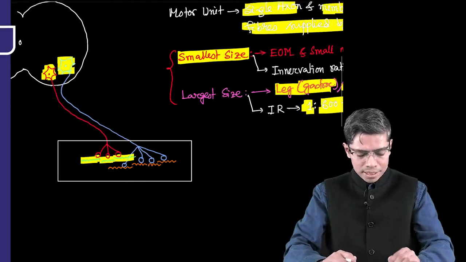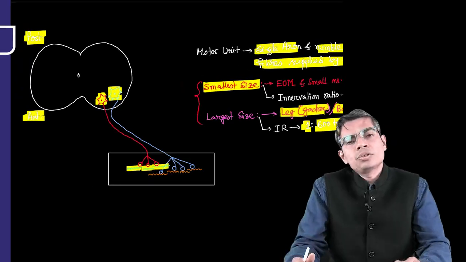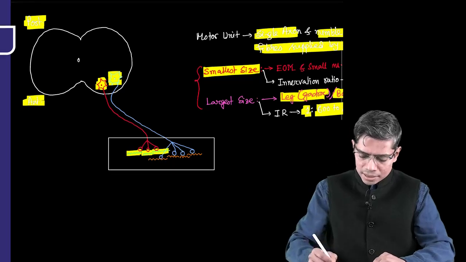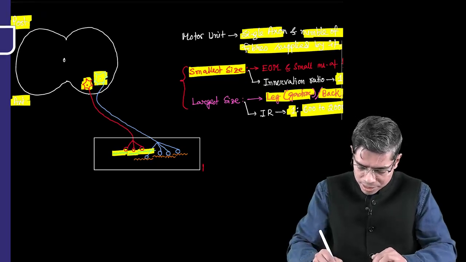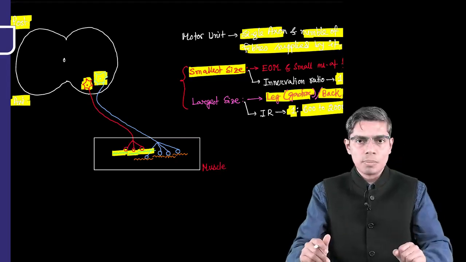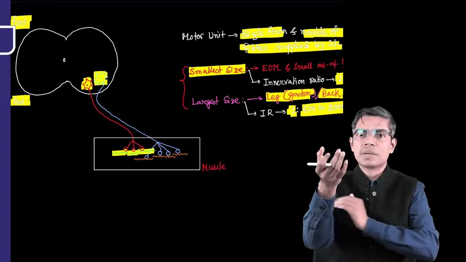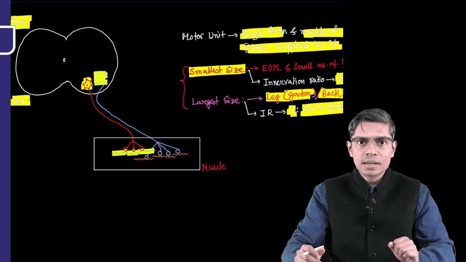Now next, again we are at the diagram of this motor unit. Suppose I want to contract this skeletal muscle to do some job. Suppose I want to lift one glass of water from the table. So I am contracting this biceps muscle. This is a voluntary contraction.